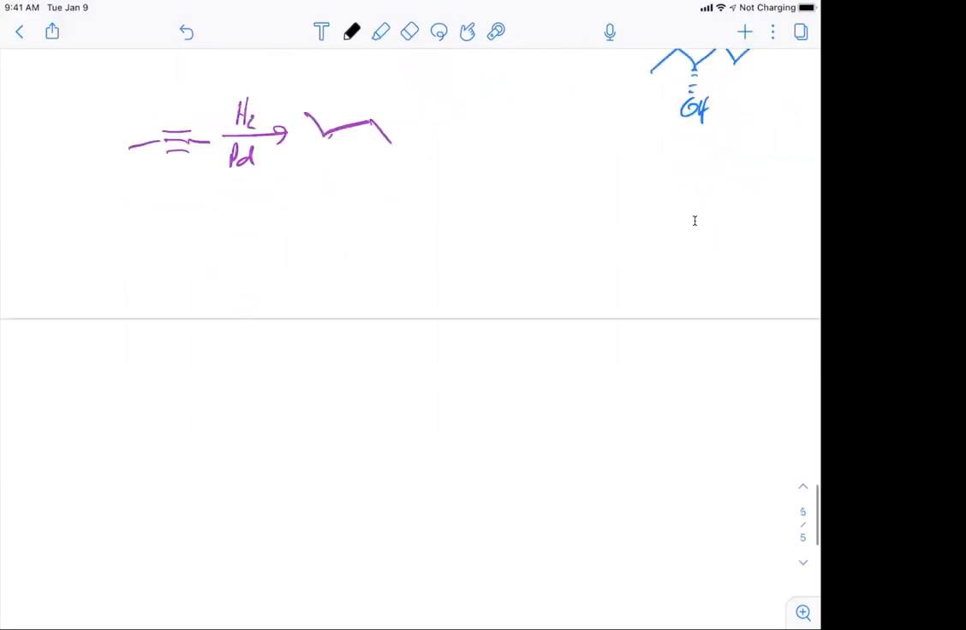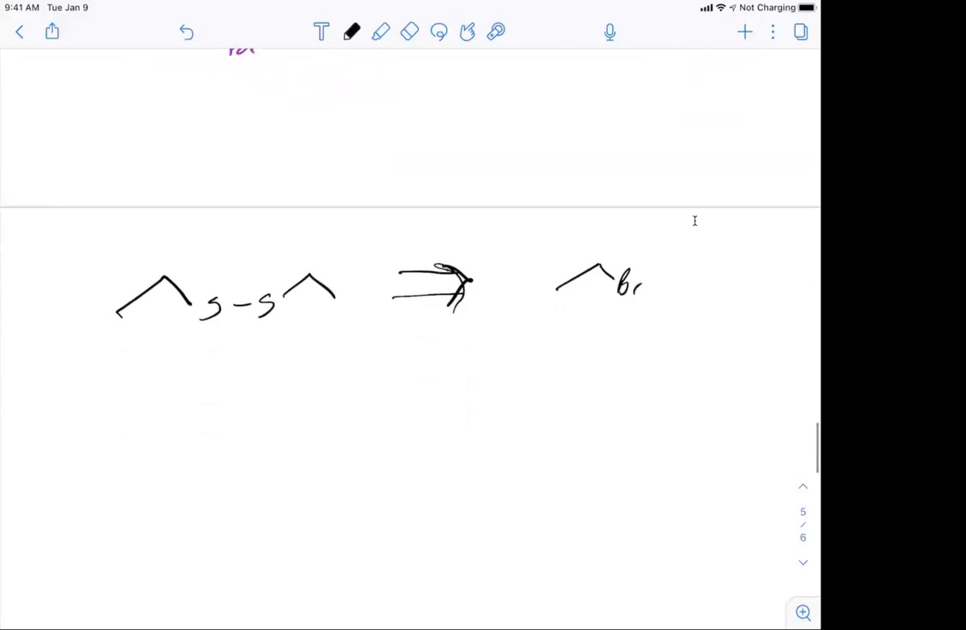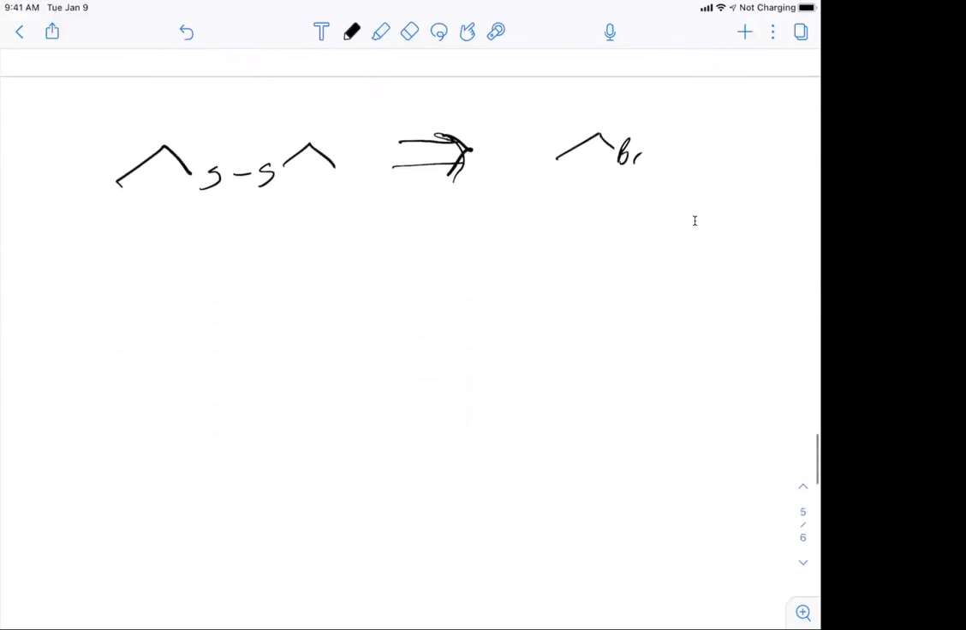Okay, let's do, yeah, we'll do some cyclohexanes. Let's try this one, and I'll do a cyclohex. This one's not too long, and then we'll do a cyclohexane.